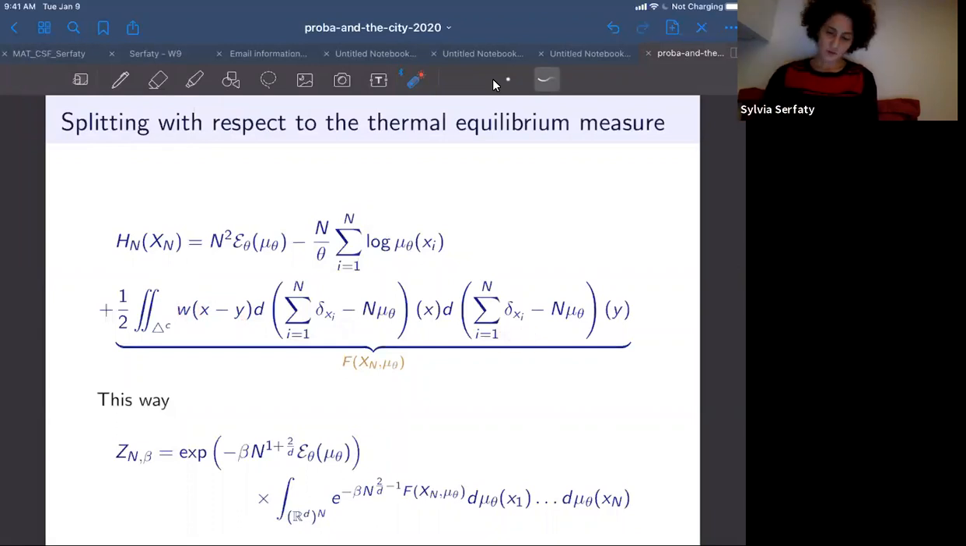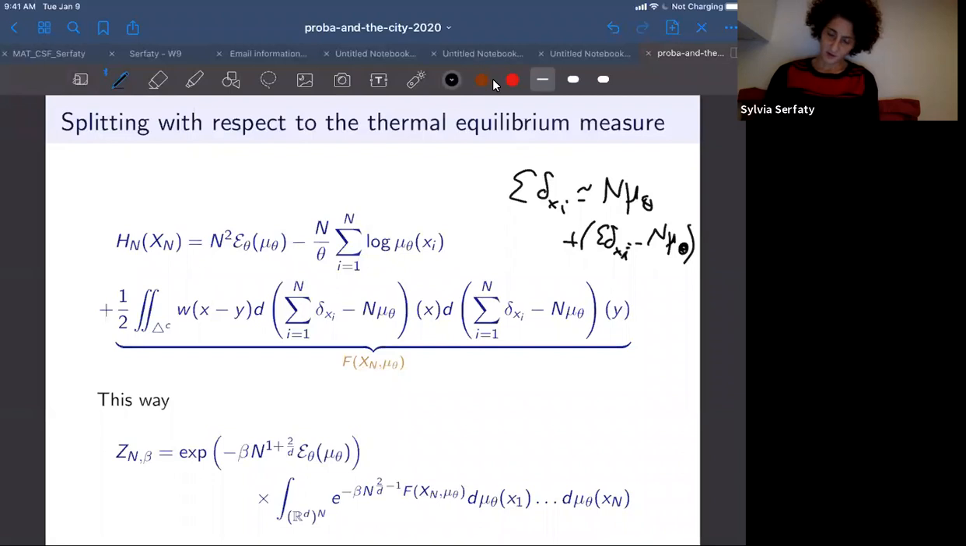But now what we do is we expand around n mu theta. So we say the sum of delta xi is roughly n mu theta plus the difference. And you expand. Because the energy is essentially quadratic, there's a quadratic part and a linear part, there's going to be some very simple computations.